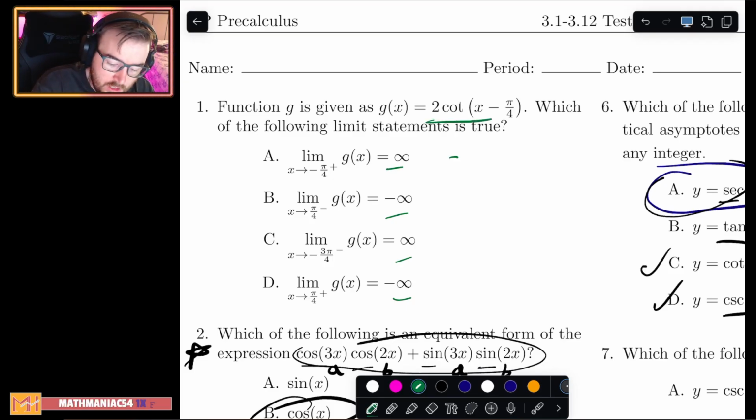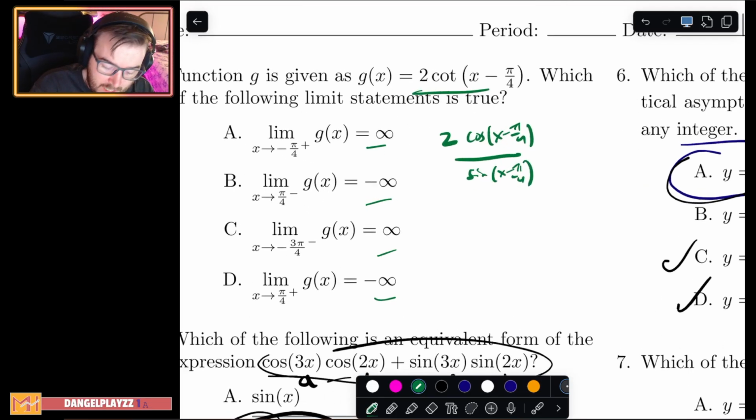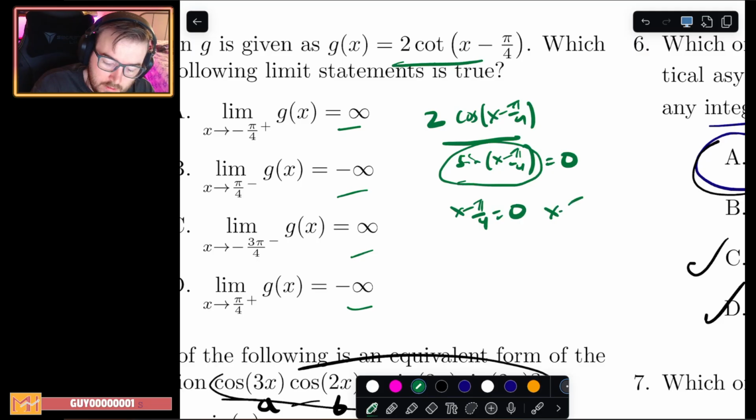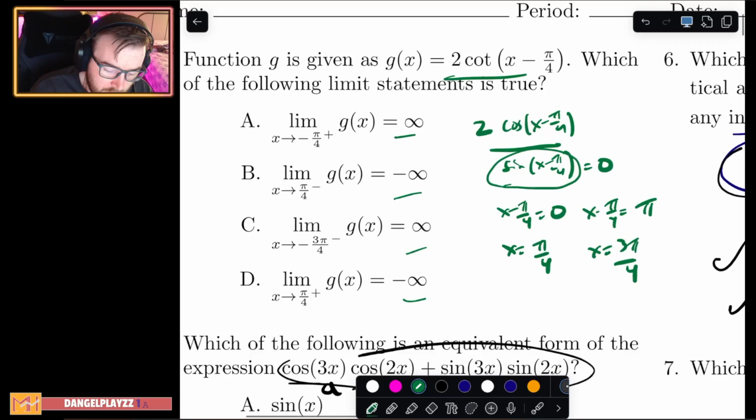So what is this function? 2 times cosine of x minus pi over 4 divided by sine of x minus pi over 4. So as you can see here, we have this denominator of sine of x minus pi over 4. And when does this equal 0? Well, sine of 0 is 0. And sine of pi is 0. So there's a vertical asymptote at pi over 4, and there's a vertical asymptote at 3 pi over 4. So you can see why these are appealing, okay?